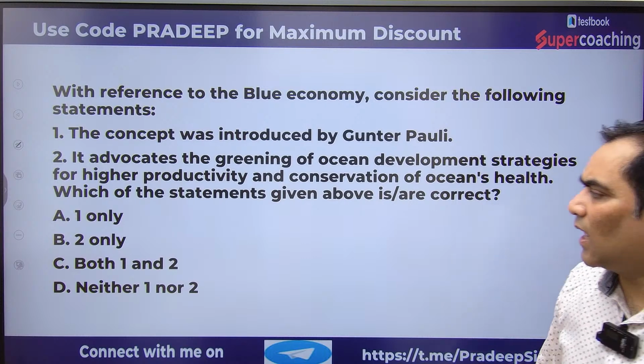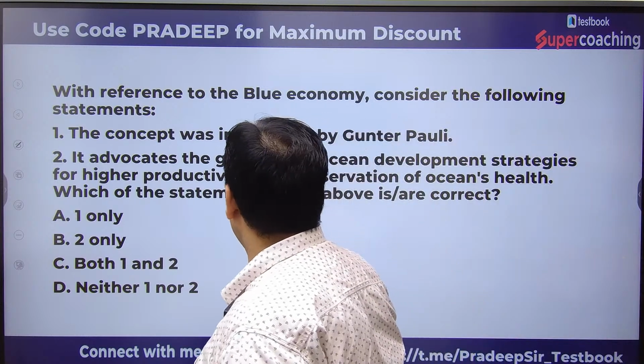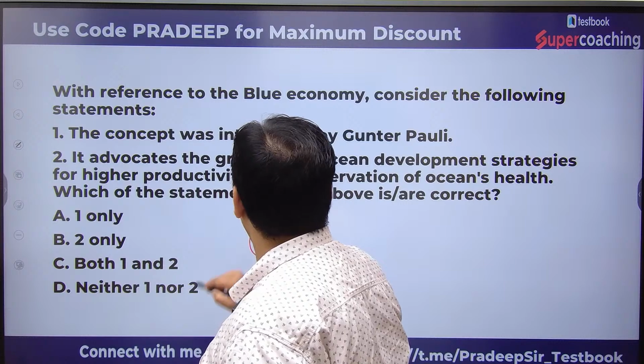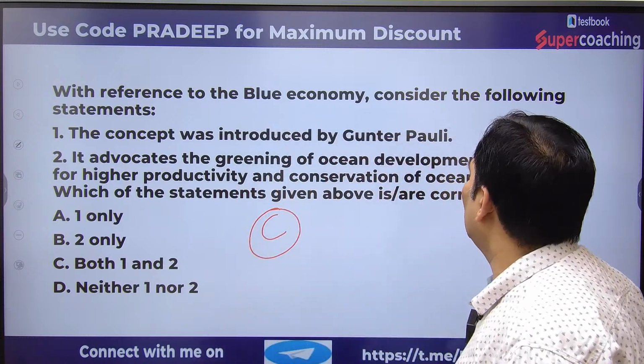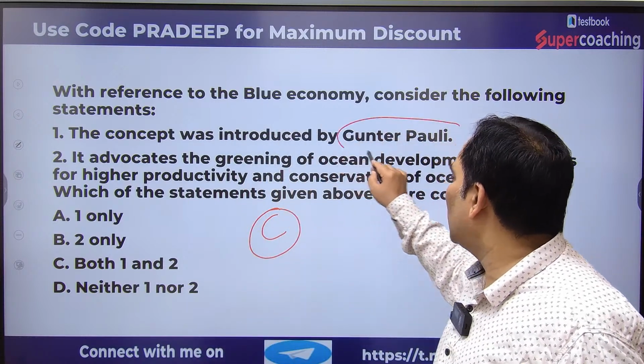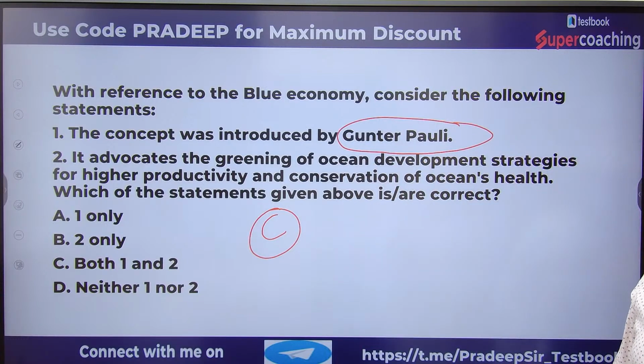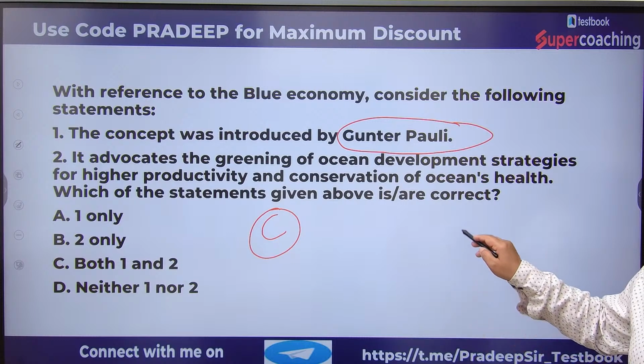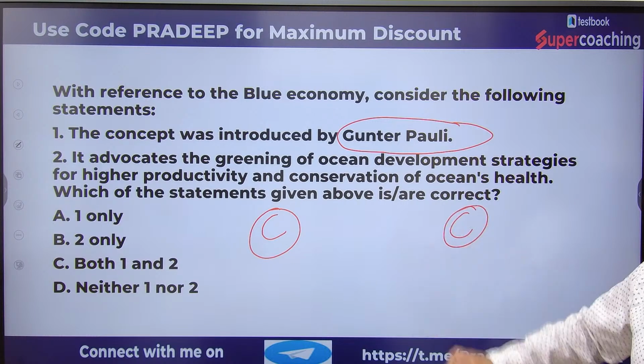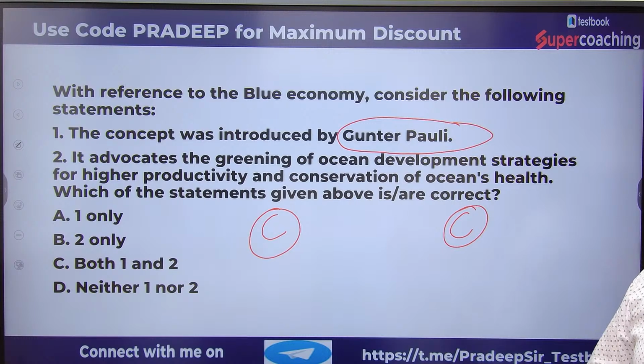The right answer is C. Both statements are correct. This concept was introduced by Gunter Pauli. That is correct. This is the genesis of Gunter Pauli. So that's why both statements are correct, and the right answer is C only.